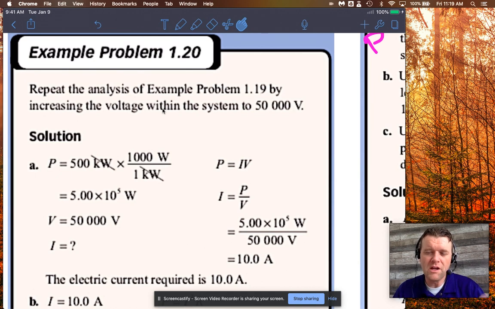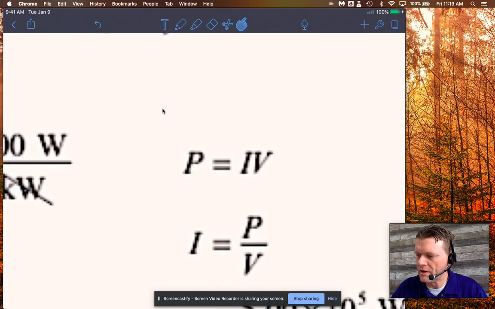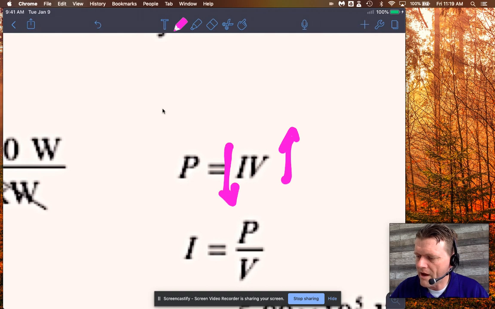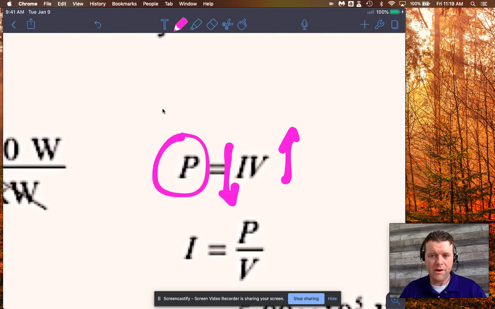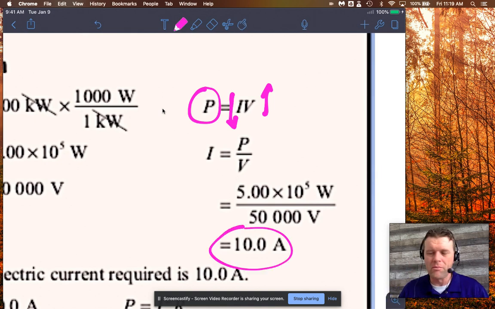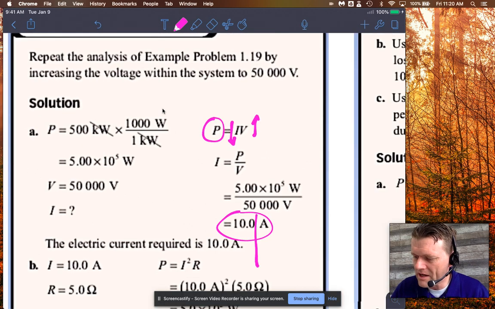By increasing the voltage, if you look at this, the current has to go down because the power didn't change. The power is still the same, but mathematically, if you increase the voltage, then the current has to drop. And that's exactly what happens, because now when we calculate the current, it's actually 10 amps. That's crazy. It was 100 amps before, remember? So now it's only 10.